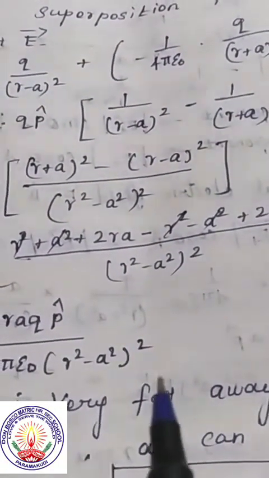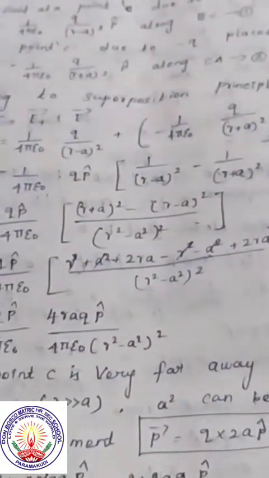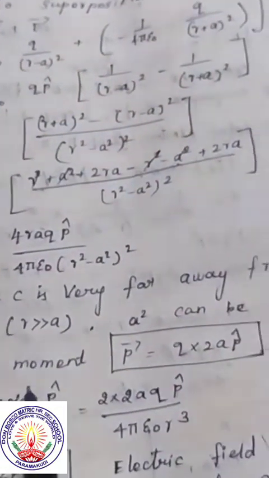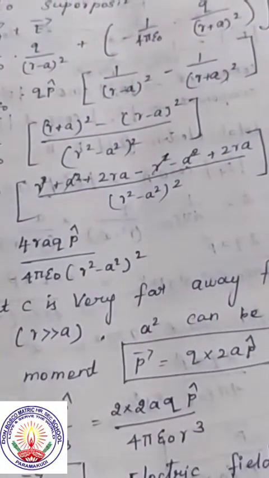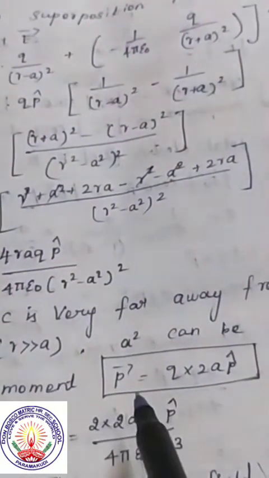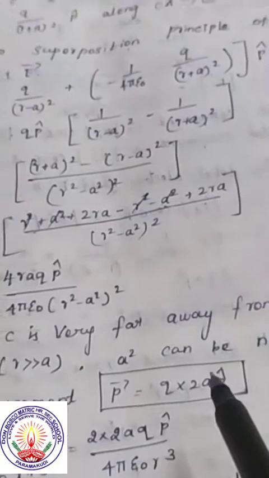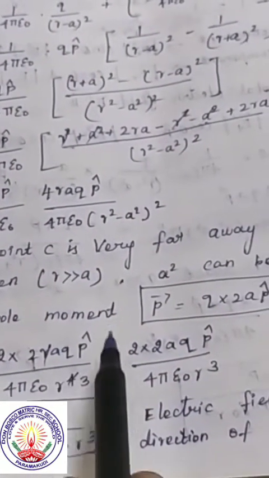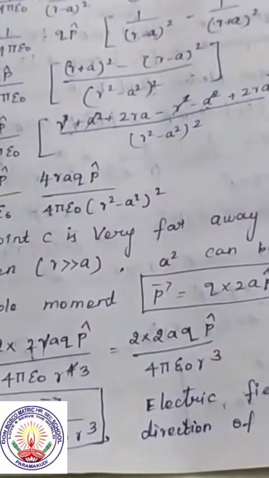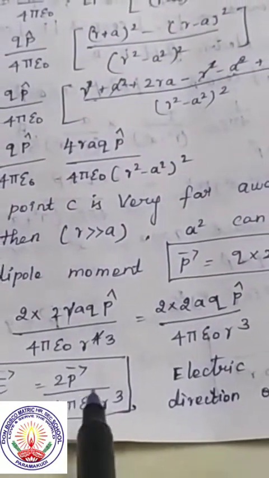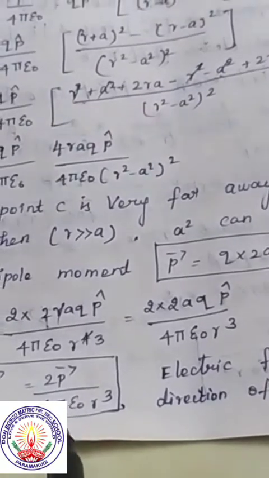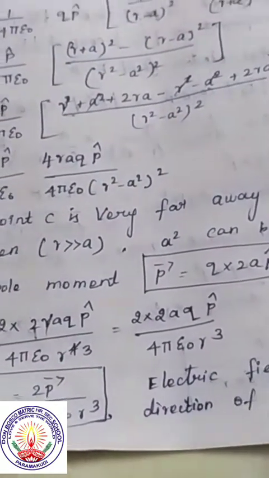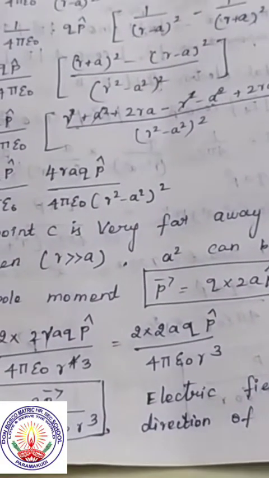If the point C is very far away from the dipole, A squared can be neglected. Next we have to calculate the electric field. We already know that the dipole moment P vector is equal to Q into 2A cap P cap. So substitute this equation. So E vector is equal to 2 into these terms. Next we get the answer: electric field is equal to 2P vector divided by 4 pi epsilon naught R cube. Electric field acts along the direction of dipole moment.